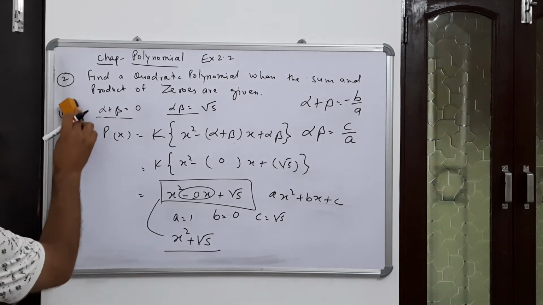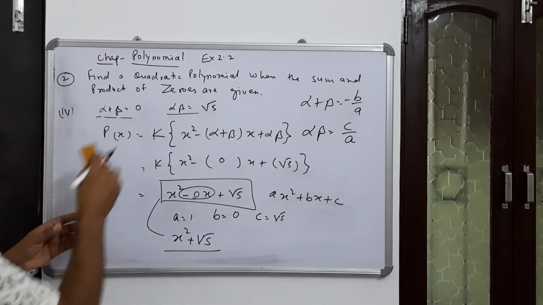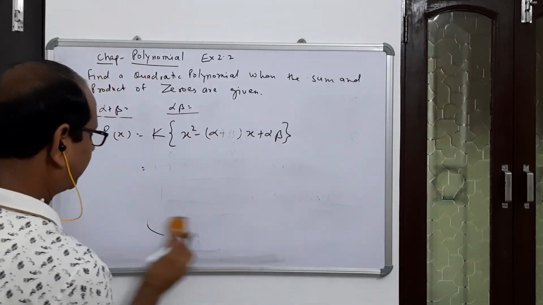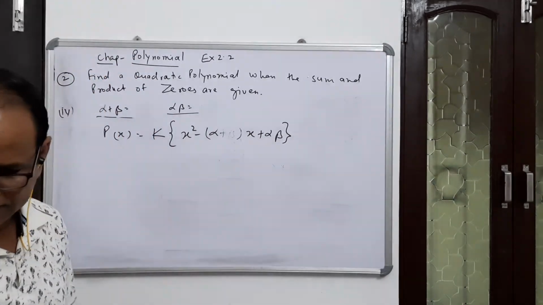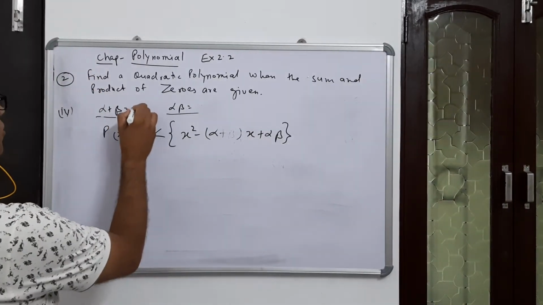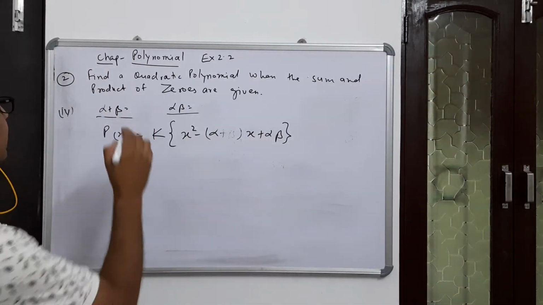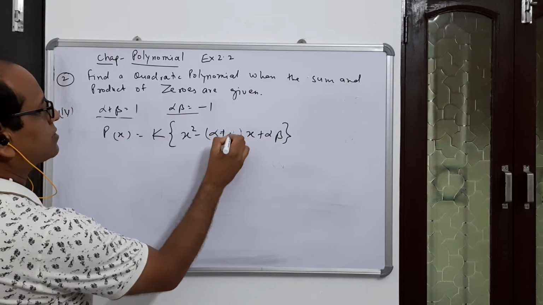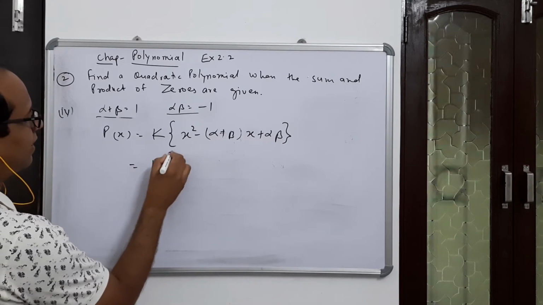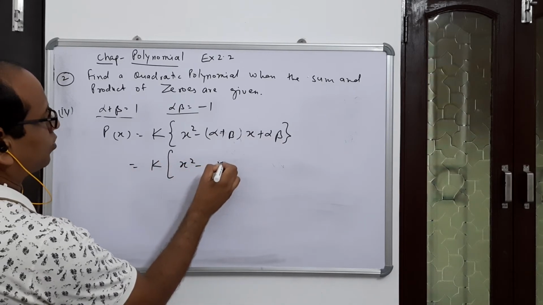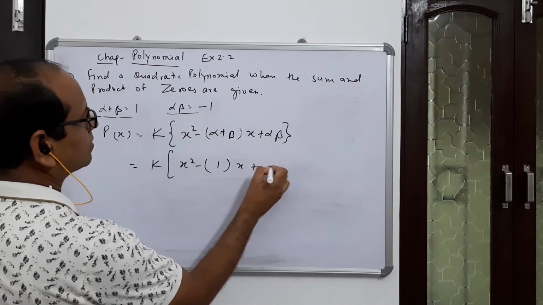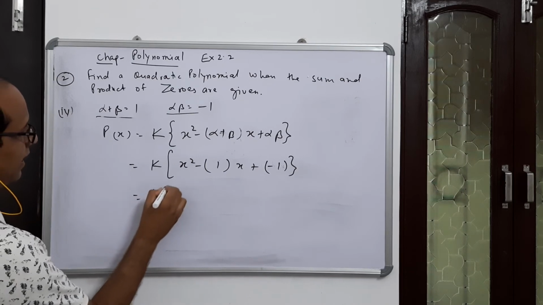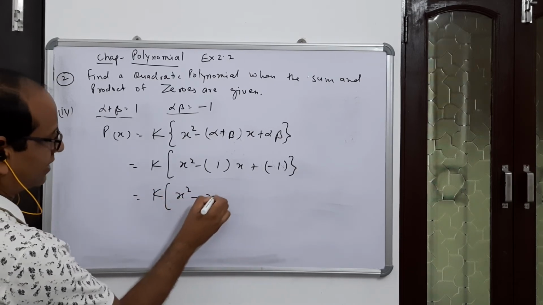Now, just for practice, I am taking one more sum in this category. Please see this now to make your idea stronger. And this time when I am writing this, if you are watching, you will automatically be able to write the answer. Alpha plus beta is 1 and alpha into beta is minus 1. So in this, what will be the answer? It is k(x square minus 1x plus minus 1). See this. So the answer is k(x square minus x minus 1).